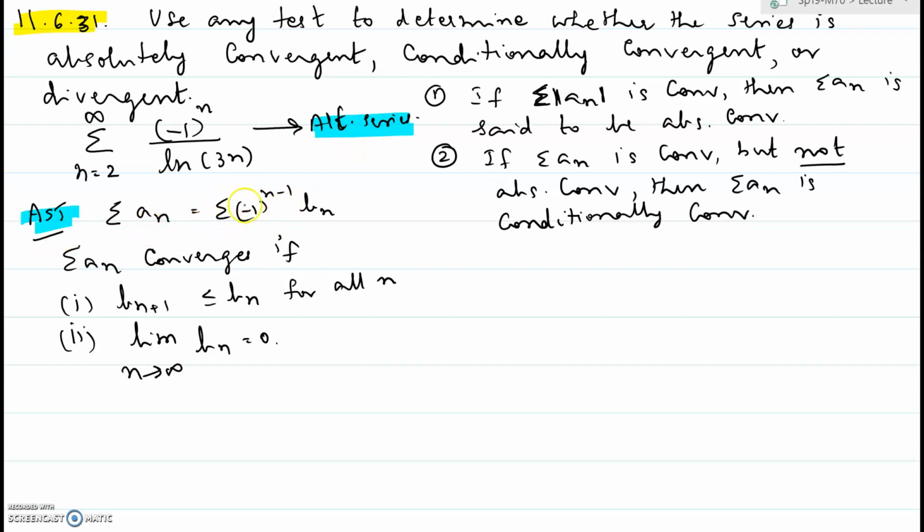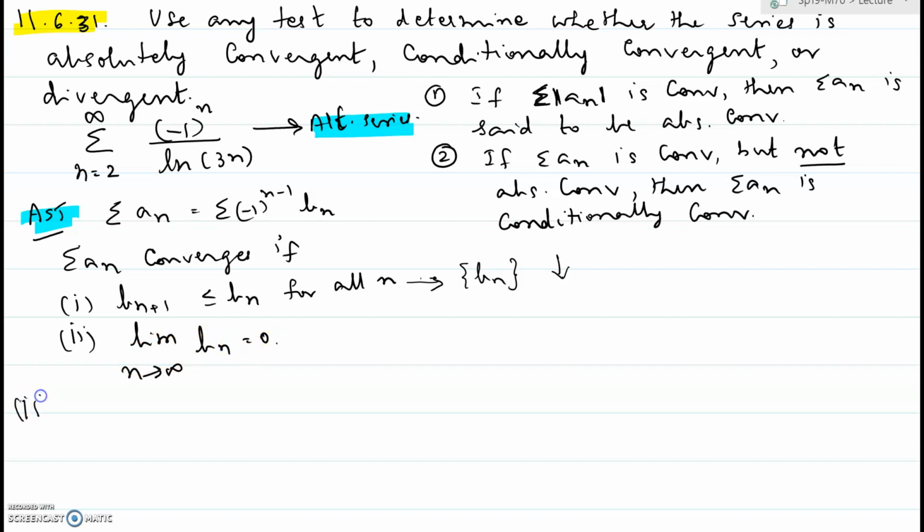If the alternating series is given like this, negative 1 to the n minus 1 times bn, where bn is the positive part of every term of this alternating series, then the alternating series converges if two conditions are satisfied. The first condition is that bn plus 1 is less than or equal to bn for every n. This tells us that the sequence bn is a decreasing sequence, and the second condition is that the limit as n approaches infinity of bn equals 0. If these two conditions are satisfied, then the alternating series converges. Whenever we do the alternating series test, condition 2 is the stronger condition, so we are going to prove that one first.